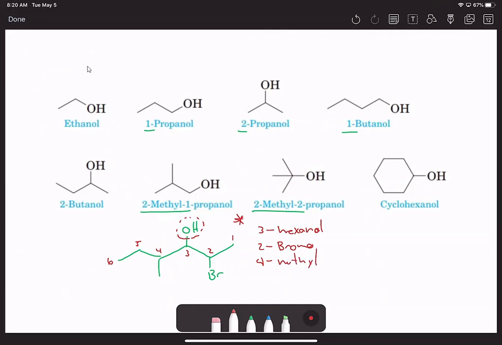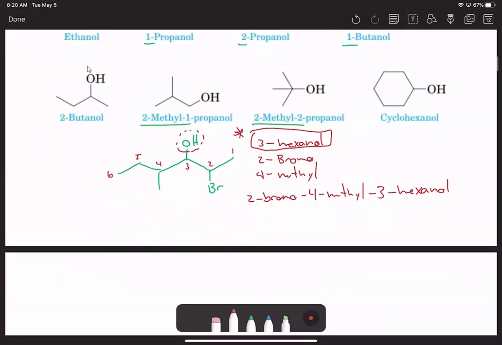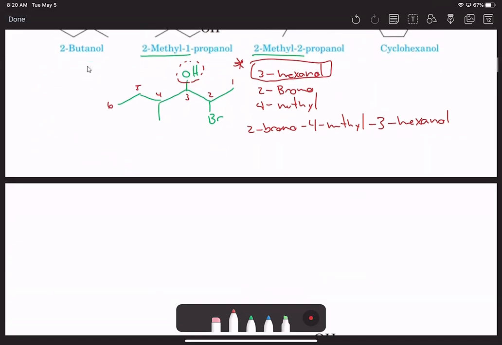Well, let's go alphabetical order here. So we're going to have 2-bromo, 4-methyl. And then I'm going to write this whole thing here, this 3-hexanol. And so here we'd have the name of that structure. Let's name another one with, let's put a couple of the same branches. We've got some more branches in here. Let's draw another structure.